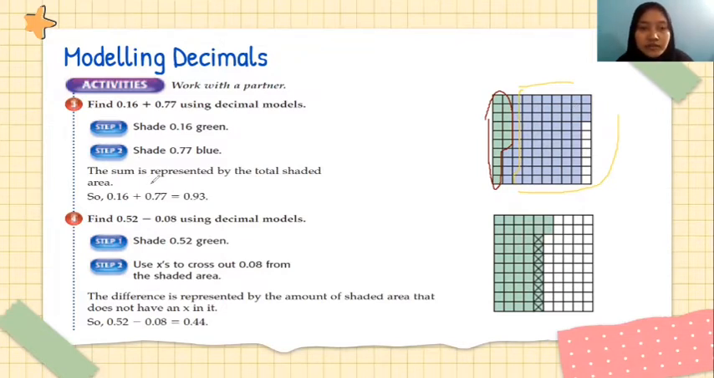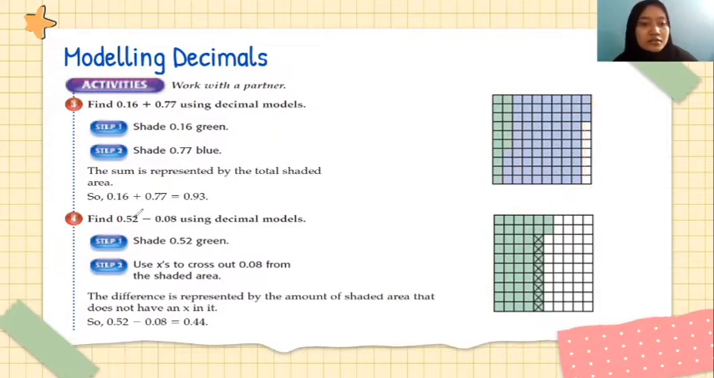And the sum is represented by the total shaded area. So 0.16 plus 0.77 equals 0.93. So if you sum all of the shaded area, without the white one, you can find the solution that is 0.93.